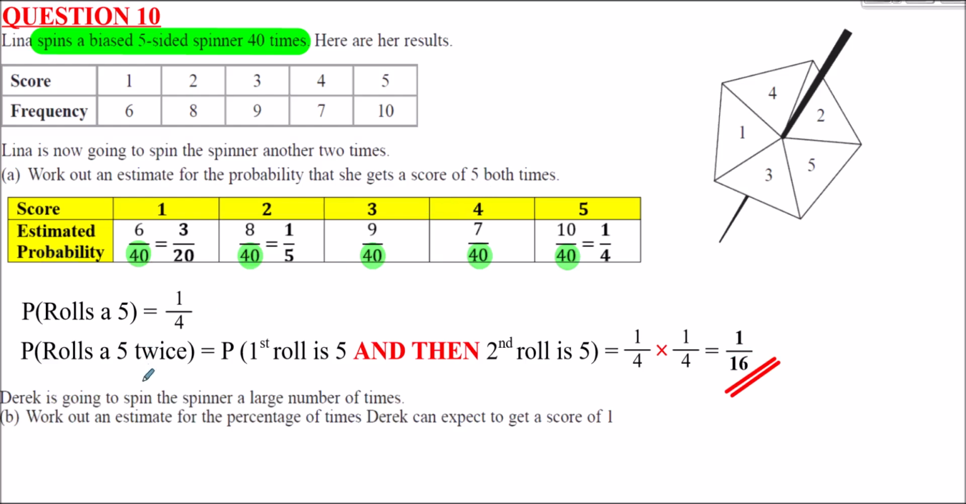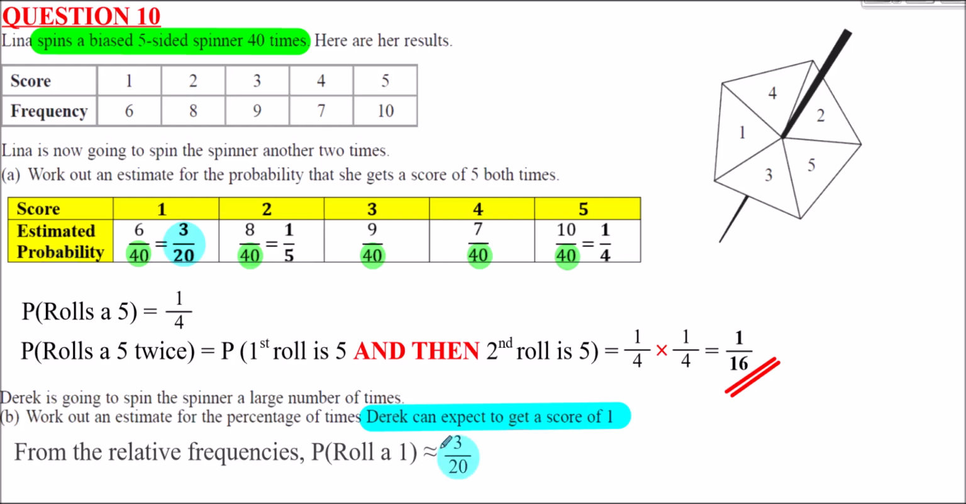Derek now is going to spin this spinner a large number of times, it says, and we want to work out an estimate of the percentage of times Derek can expect to get a score of 1. Well, looking at this table, score of 1, Lena got a 1 6 out of 40 times, which is 3/20. So the best probability of scoring a 1 overall is 3/20. So the fractional probability of scoring a 1 is 3/20, but we want this as a percentage. So a percentage isn't out of 20, a percentage means out of 100.